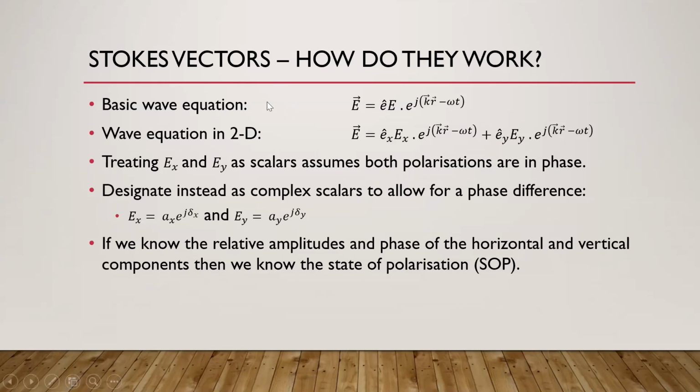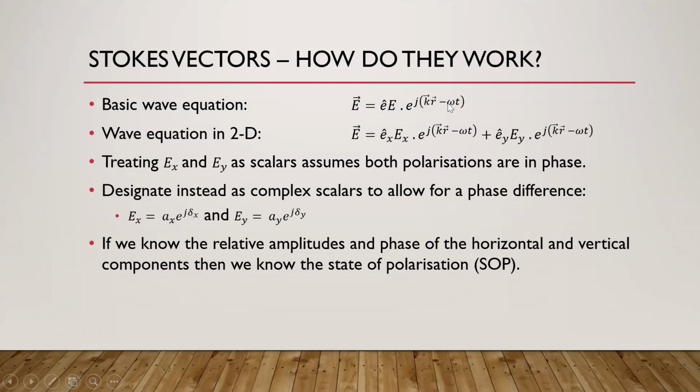How they work then, if we start off with a basic wave equation, just in one dimension, if you have E, the electric field, that's described by, if we have E hat as a unit vector, the amplitude multiplied by a complex exponential. We've got K, which is the wave propagation constant, R, which is the position in space, omega, which is the frequency, and T, which is time. Using this equation, we can tell the value of the electric field vector at any point in space or in time.